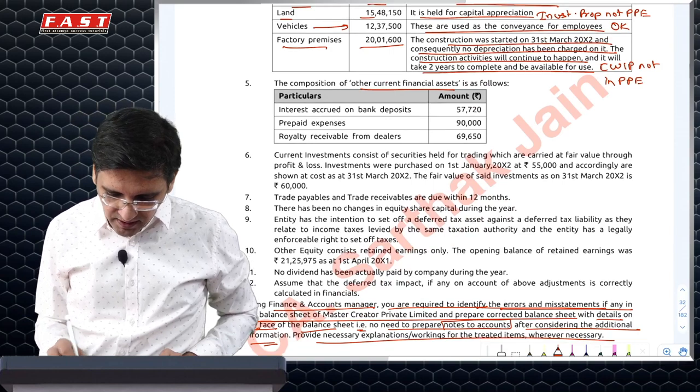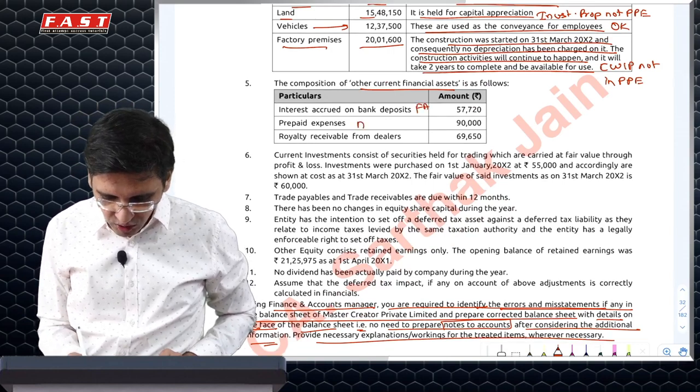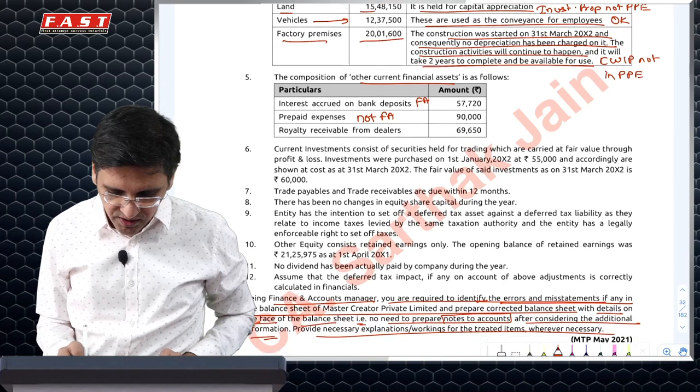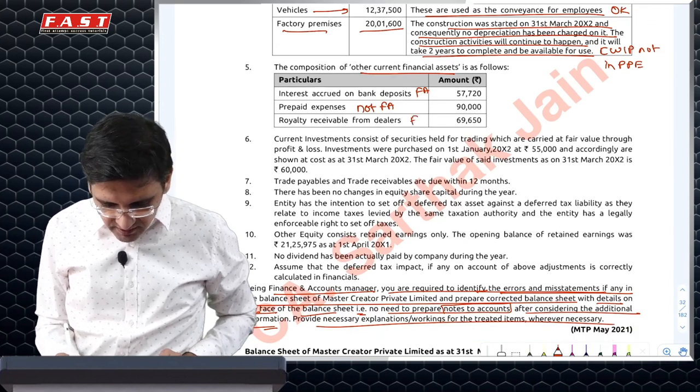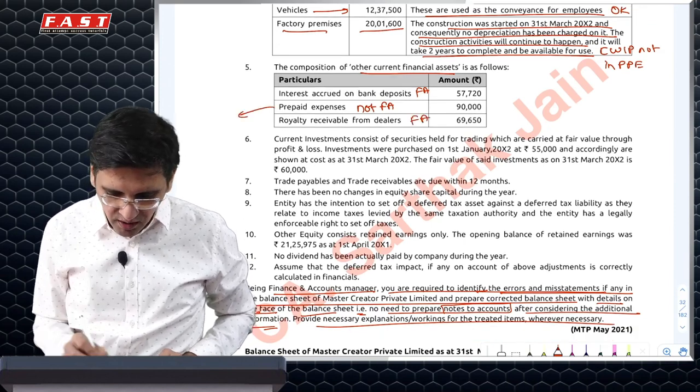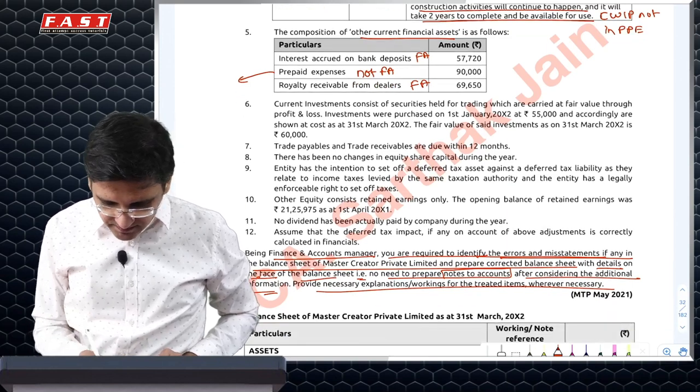Other current financial assets, this is a financial asset. Prepaid is not a financial asset because you'll receive services or goods in it. And this is a financial asset. So you'll have to reclassify this to other current assets.